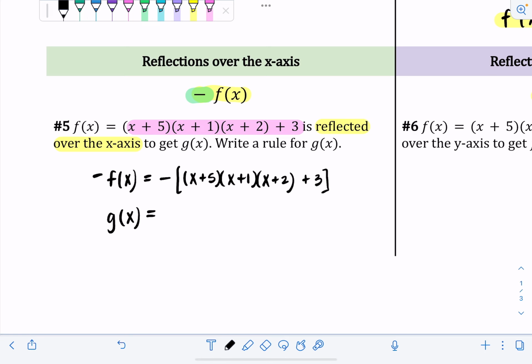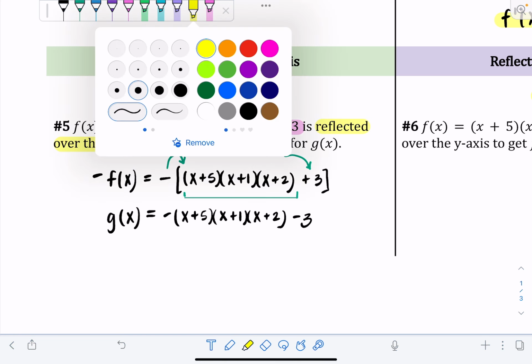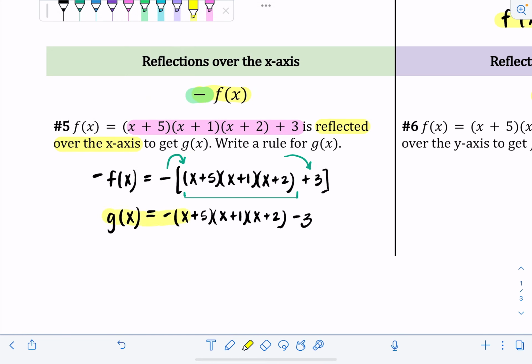So g of x equals, so when I distribute the negative to the first part, this whole thing is just one massive term because they're all being multiplied together. So I just have to slap a negative in front of that whole thing. So negative x plus 5 in parentheses, x plus 1 in parentheses, times x plus 2 in parentheses, and then that part's taken care of. And then I just need to make sure that I distribute the negative to the 3 at the end, since that was outside of the group of parentheses. So that plus 3 becomes a minus 3. And then that's my final answer. So g of x equals negative x plus 5 times x plus 1 times x plus 2 minus 3.